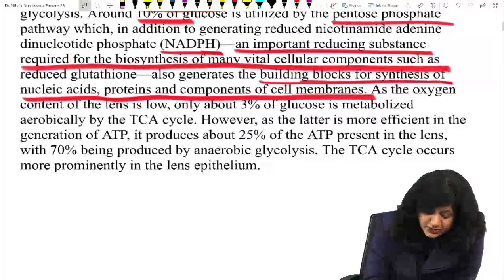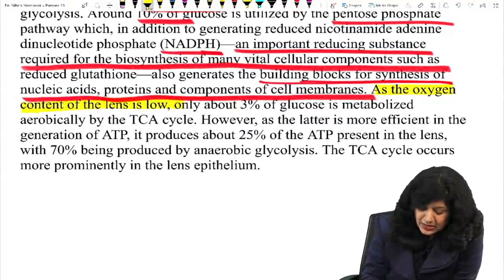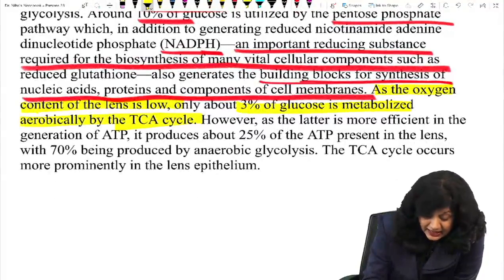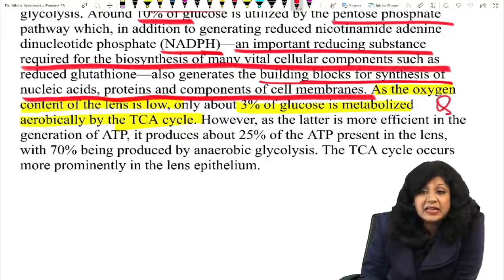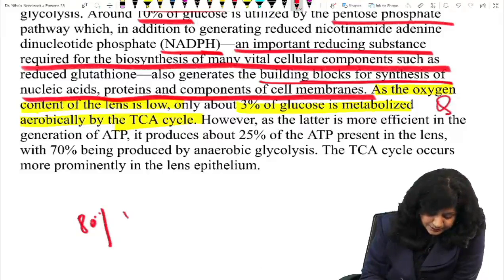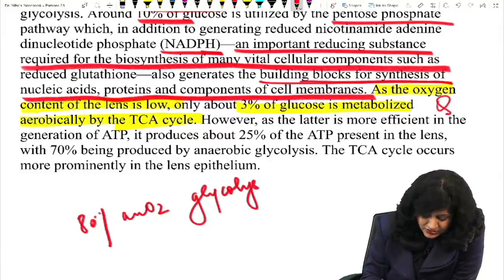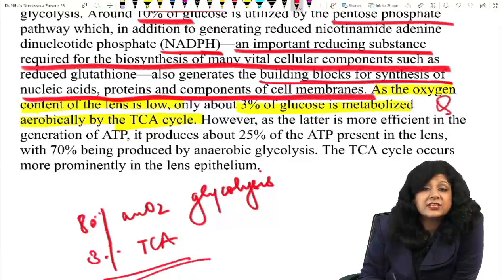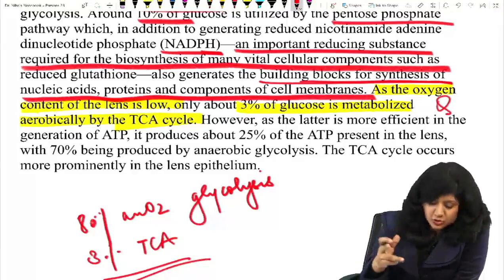Now, as the oxygen content of the lens is very, very low, 3% of the glucose is metabolized aerobically by the TCA cycle. Again, important thing. 80% is your anaerobic glycolysis. Okay. That is a major chunk, and only 3% is your aerobic, that is TCA cycle. Look at the ratio there.